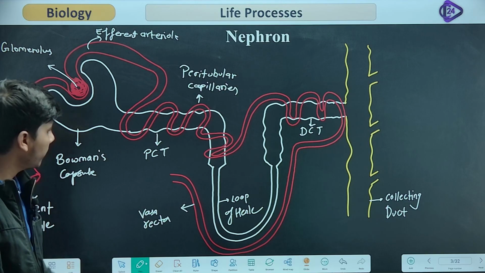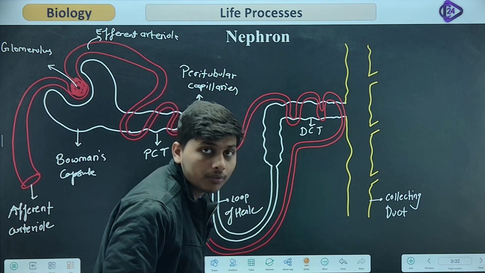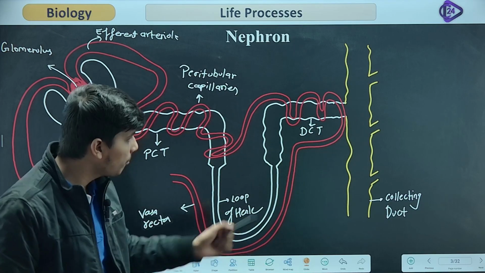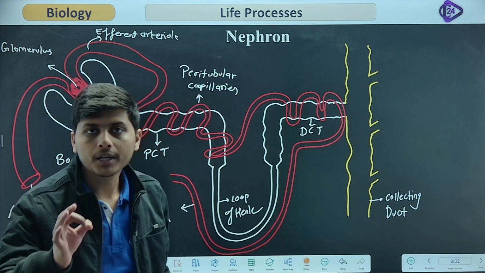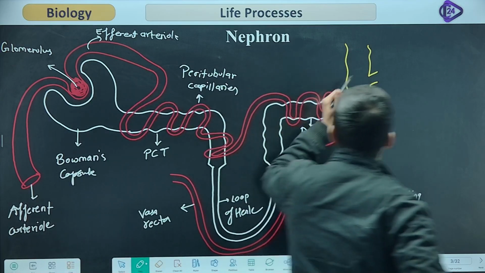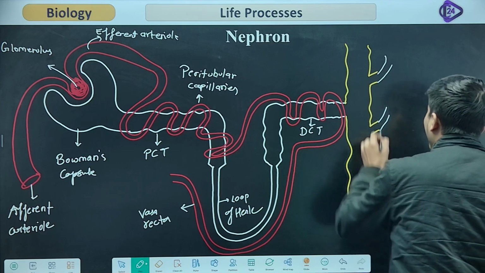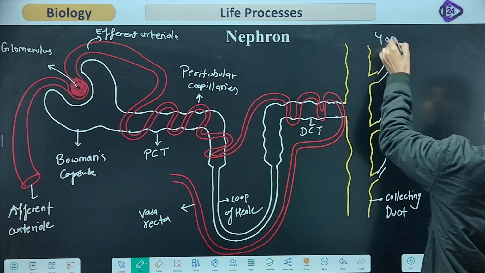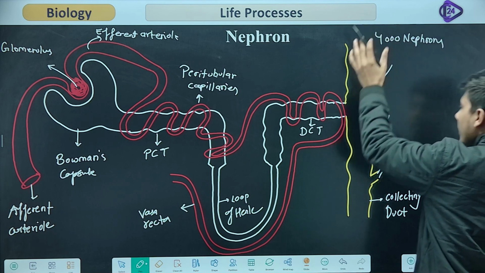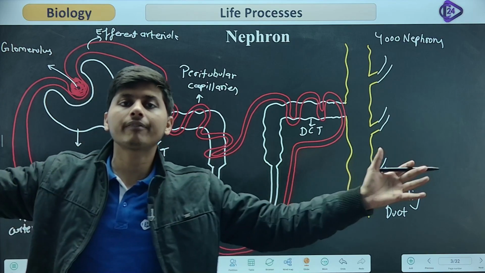Bowman's capsule is a part of nephron, PCT is a part of nephron, loop of Henle is a part of nephron, DCT is a part of nephron. But I have drawn this structure with a different color pen. Why? Because the collecting duct is not a part of nephron. In one collecting duct, 4,000 nephrons open. This means the collecting duct is a common passage for collecting urine from the different nephrons.